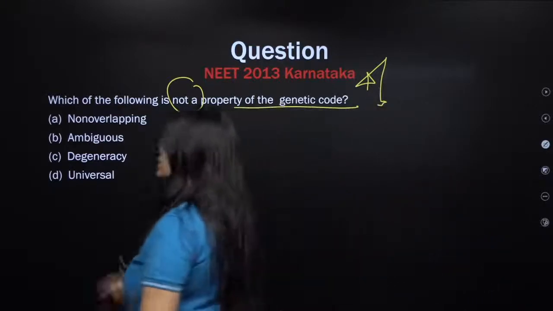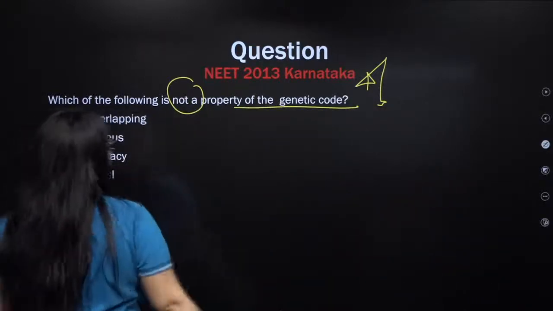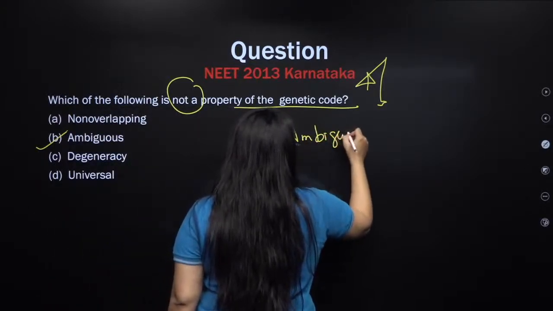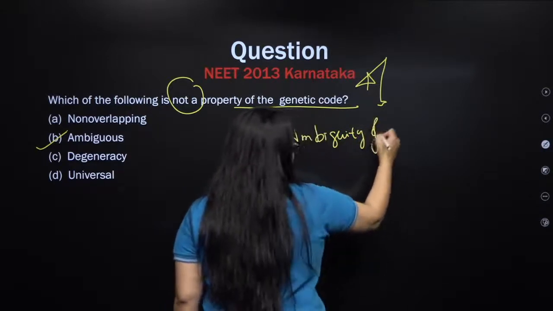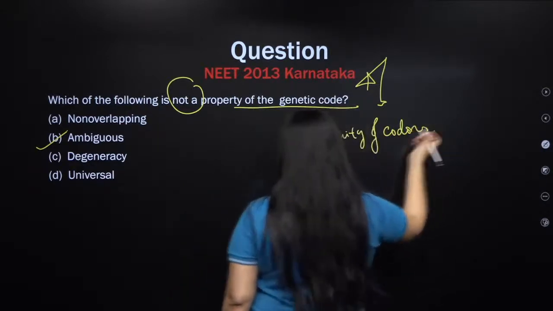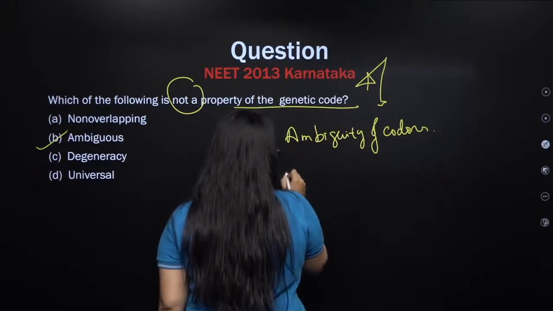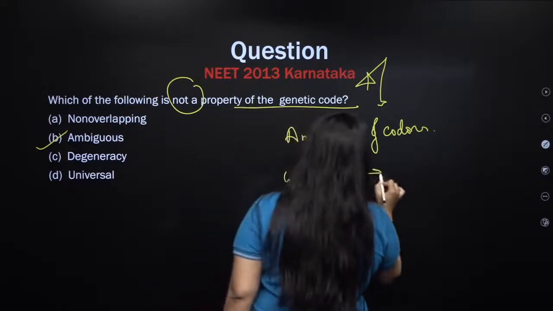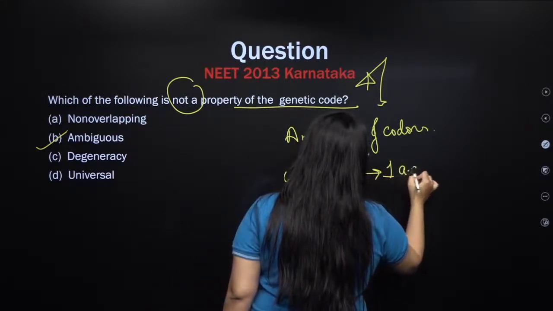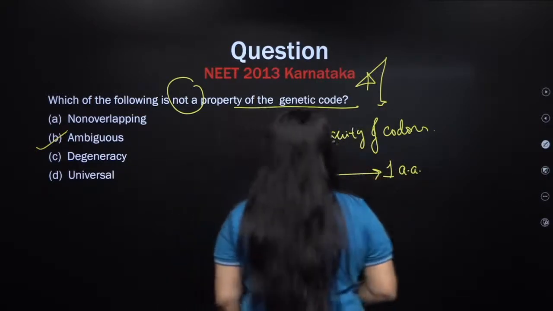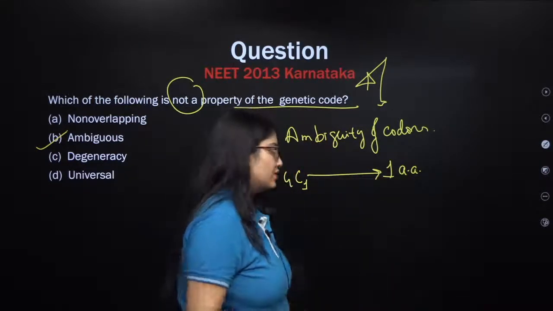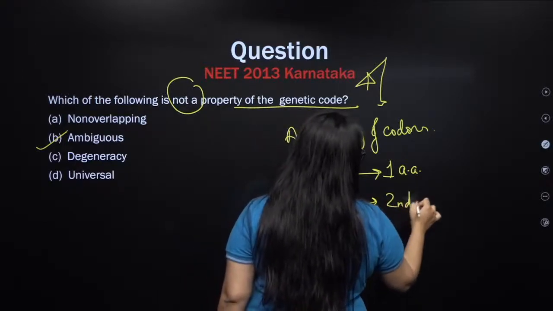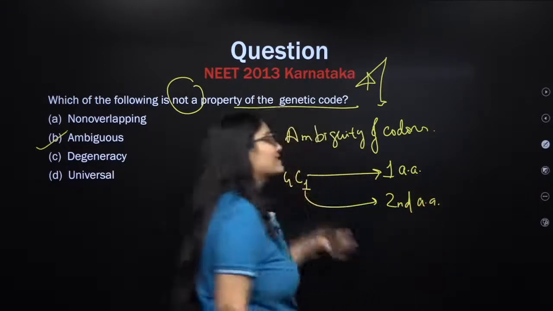That's absolutely correct. Genetic code is not ambiguous. What does ambiguity mean? Ambiguity of codons means what? Let's say this is a genetic code, GC. This genetic code 1 codes for one particular amino acid, right? So this is known as non-ambiguous nature. But if this genetic code simultaneously codes for another type of amino acid, then this is known as ambiguity.